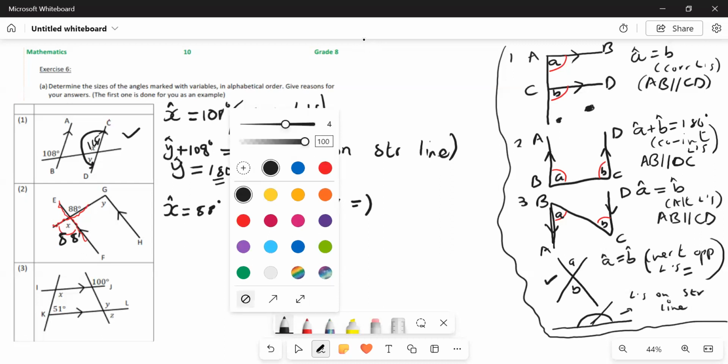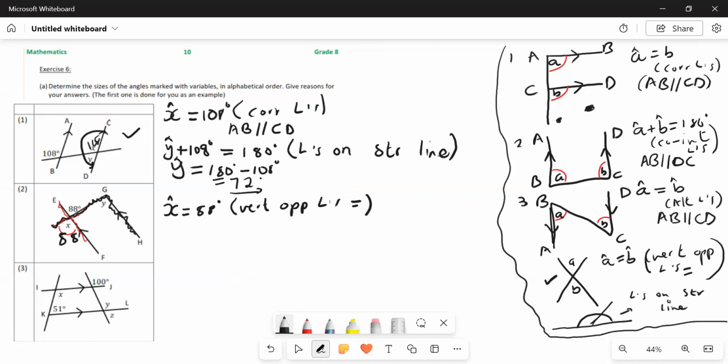How do we find our y? What kind of an alphabet do we have relative to our unknown y? So we have our F alphabet there, right? Which makes x equal to y. So we can conclude that y is equal to x, which is equal to 88, right? And the reason: corresponding angles, because EF is parallel to GH, right? Now we're done.